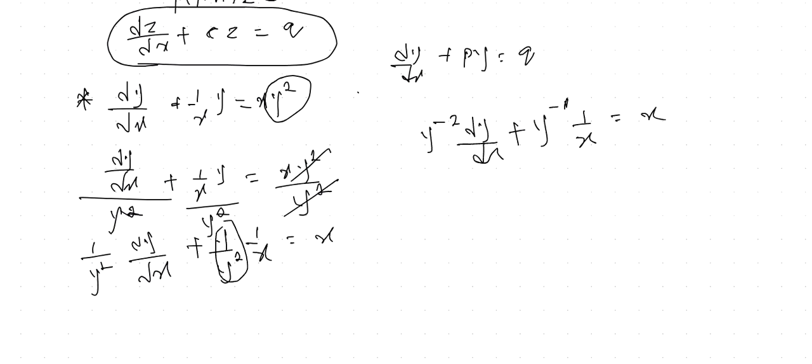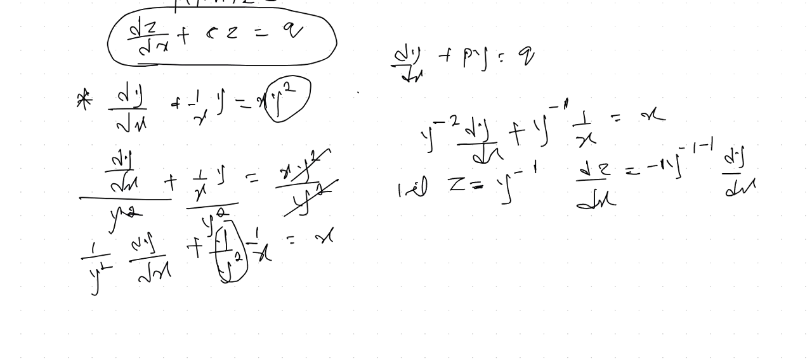So at this point, you say let z be equal to y raised to the power of minus 1. Isn't it? Then when I say that dz/dx will be equal to minus 1 y raised to the power of minus 1 minus 1, then dy/dx. So dz/dx will give us minus y raised to the power of minus 2 dy/dx. Okay, then we now have that.